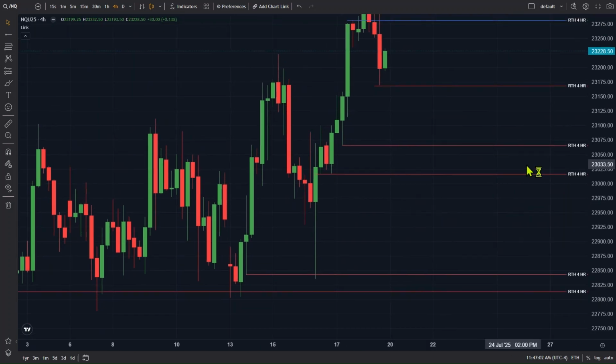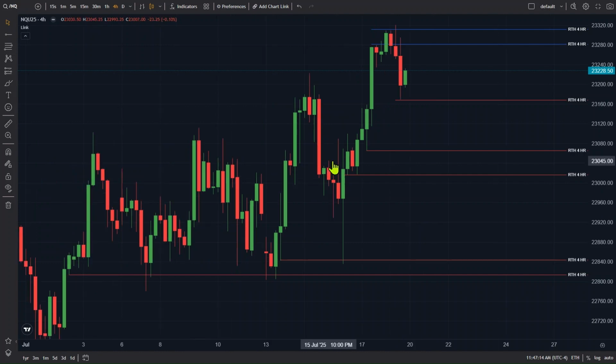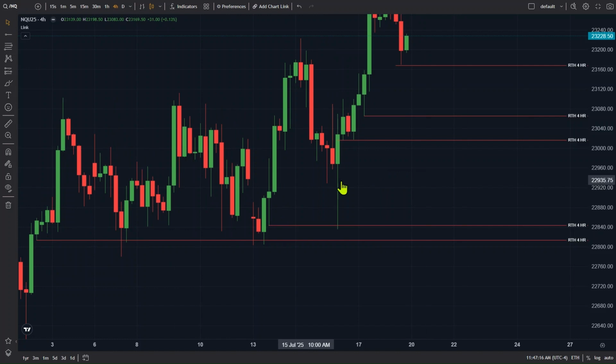Saturday morning, doing a little bit of chart homework. The first thing I want to start with is 4 hour candles, and are some more significant than others?